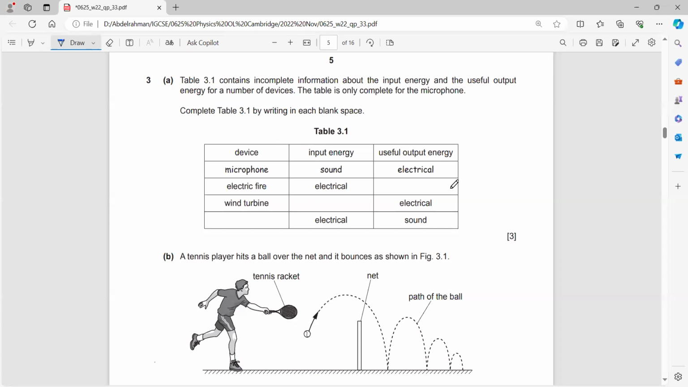Devices. I have several devices and I need to find the input energy and the useful output energy. For example, the microphone: the useful input energy was the sound and the useful output energy was electrical energy. Electric fire: the input energy was electrical. What about the output energy? Heat, or thermal energy. The wind turbine: is the input energy kinetic? Yes, kinetic. Well done.